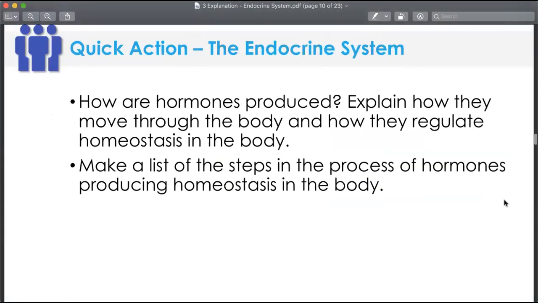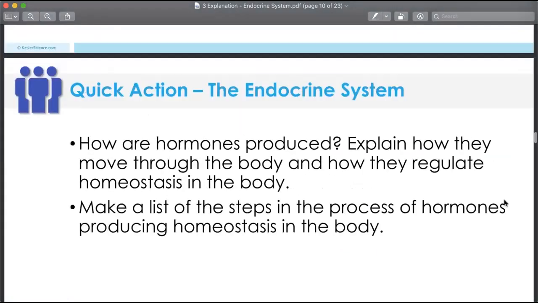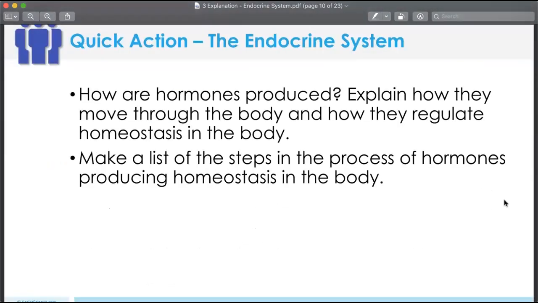Okay, so that's a lot of what you guys are going over today. How are the hormones produced? Explain how they move through the body and how they regulate homeostasis in the body, and make a list of steps in the process of hormones producing homeostasis in the body. So kind of just go over what I just did. Tell me what that cycle is, okay?